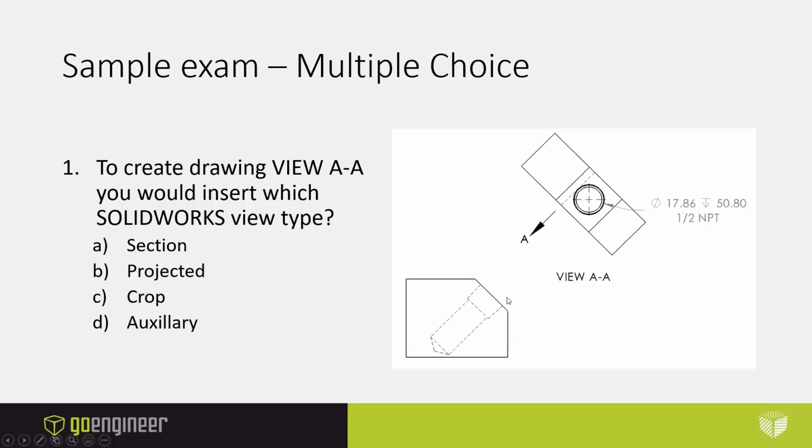If I roll out the view this way with a projected view, it would give me an isometric. And this is not an isometric view. So in this particular case, even if you didn't know that was an auxiliary view, by eliminating these three answers right here, I know the only option is an auxiliary view. And just as a side note, that is how I created that view: select the edge, click on auxiliary view, and then place the view.